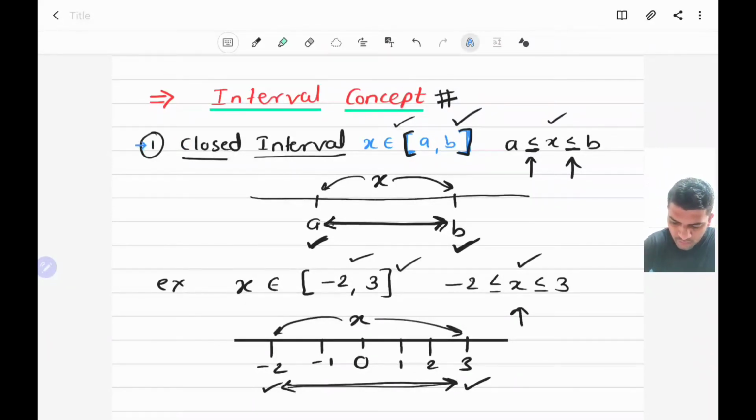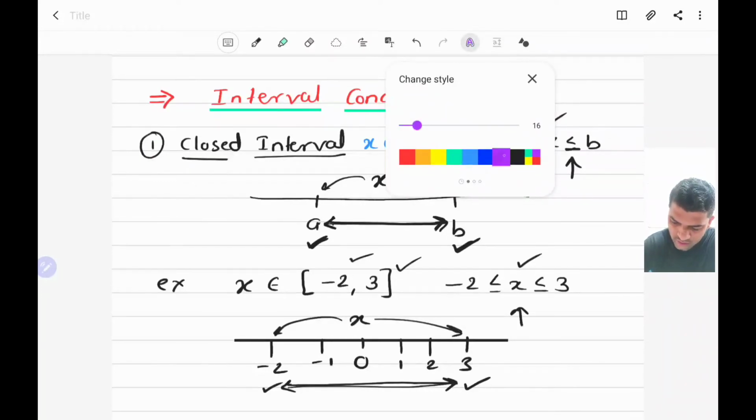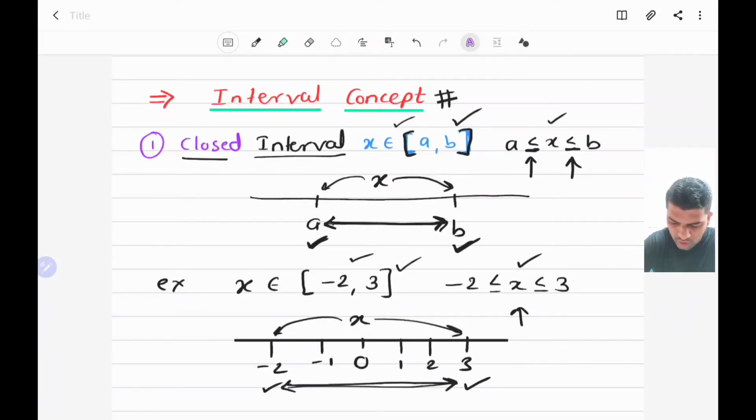Type number 1 is all about the closed interval. This is a fully closed interval, and this is the way that they represent it. So x belongs to this closed interval a comma b, and this is one more way of representing it where equality is involved on both sides: a is less than or equal to x is less than or equal to b. On the number line, if you observe here, we can consider the value of a, the value of b, or even all in-between values of a and b. This is nothing but a closed interval. This is the way that we can understand a closed interval.